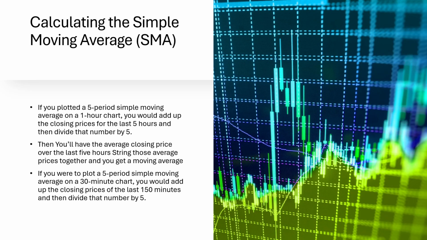Calculating the simple moving average, SMA. If you plotted a 5-period simple moving average on a 1-hour chart, you would add up the closing prices for the last 5 hours and then divide that number by 5. Then you'll have the average closing price over the last 5 hours. String those average prices together and you get a moving average. If you were to plot a 5-period simple moving average on a 30-minute chart, you would add up the closing prices of the last 150 minutes and then divide that number by 5.